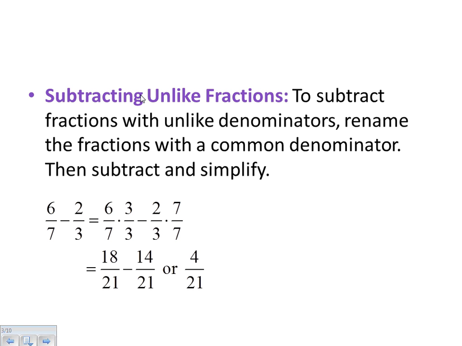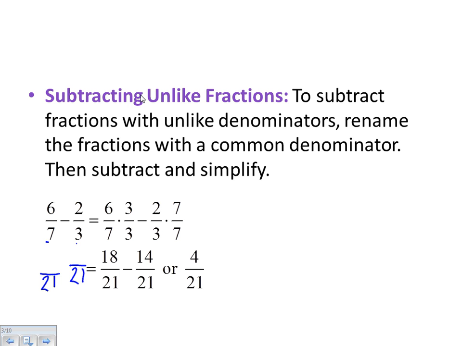All right, and then subtracting unlike fractions, similar to adding unlike fractions, of course, but we're subtracting. Go ahead and pause me for a moment and get this copied. Okay, so to subtract fractions with unlike denominators, we need to rename the fractions with a common denominator. Then subtract and simplify. Okay, so we've got 6/7 minus 2/3. Well, 7 and 3, are those common? No, but we can make them common by finding a common denominator.